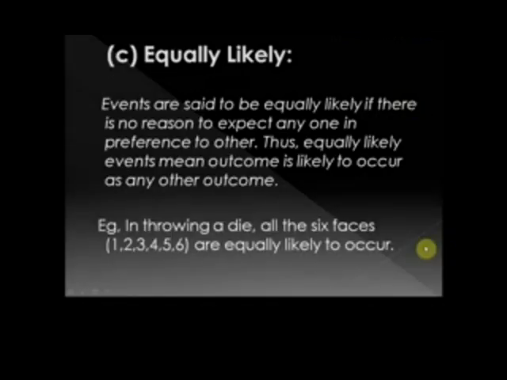For example, if I throw an unbiased dice, then in throwing such a die, all the 6 faces are equally likely to occur. That is, it may appear a 1, a 2, a 3, a 4, a 5 or a 6. That is to say, there is no such reason to expect 1 or 2 or 3 in preference to the other numbers. Thus all these 6 faces are equally likely to occur. So this is an equally likely event. Another example could be if I toss a coin, then it may appear a head or it may appear a tail. Again, these are equally likely events.